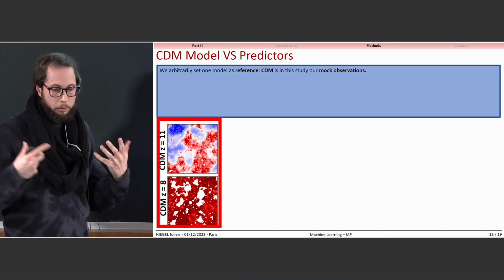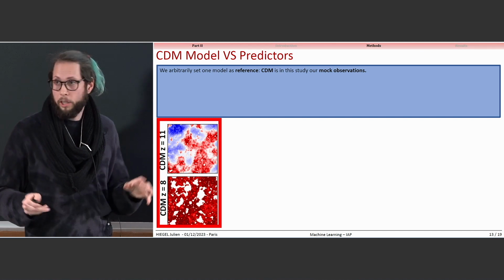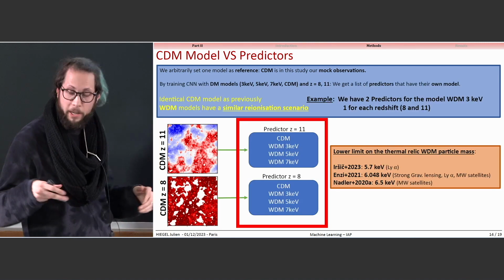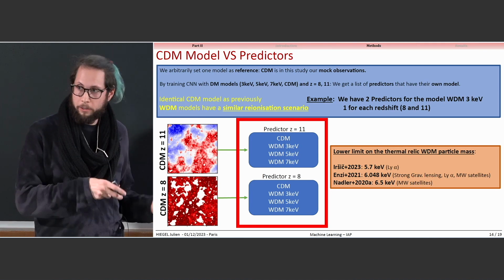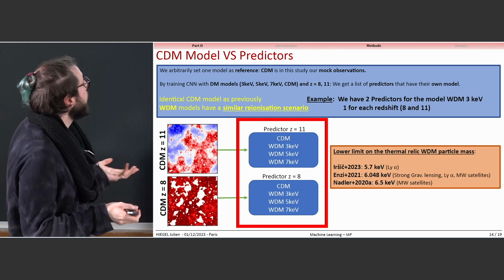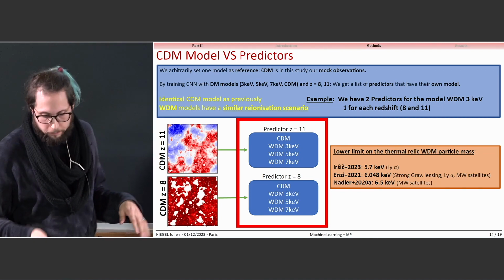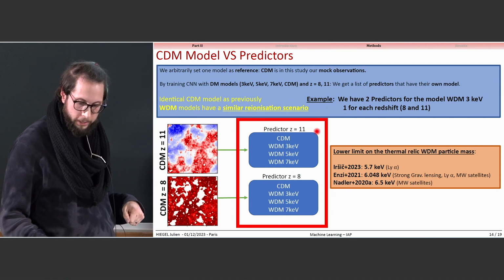The first step that we have to do is to set a model as reference. Here it will be the cold dark matter. It will basically serve as mock observations. Then by training a convolutional neural network with dark matter models and two redshifts, we get a collection of predictors that will be used later. Here we selected redshift 8 and 11, and you have the four models that we have selected here.